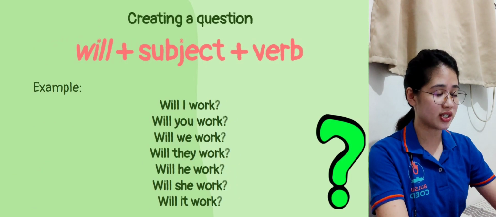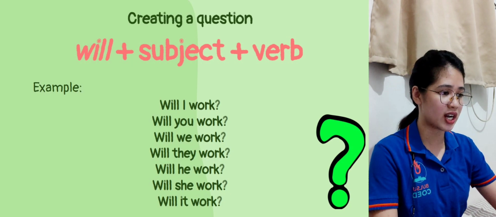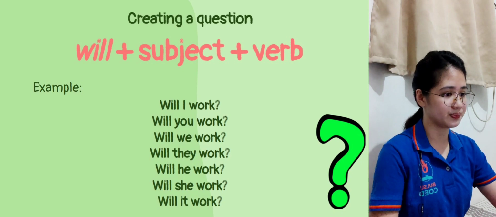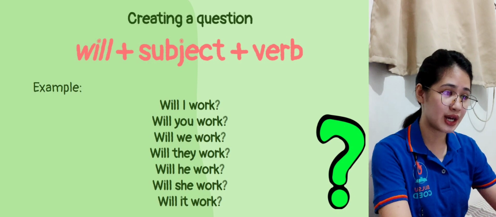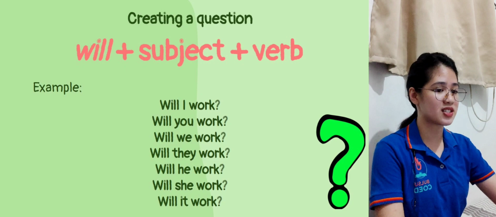To make a question, we just have to change the order of the structure. The structure is will plus subject plus verb. For example, will I work? Will you work? Will we work? And so on.